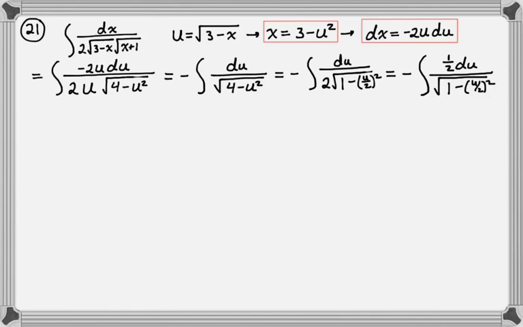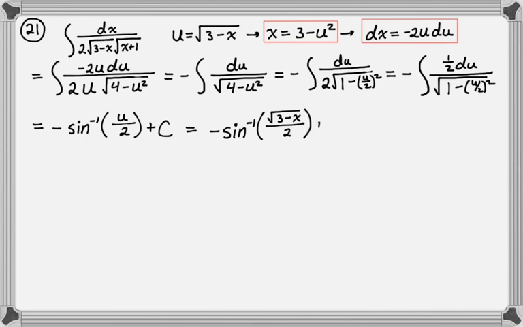That's actually a perfect arcsine, right? If I let w equal u over 2, then dw is 1/2 du. And we would have dw over radical 1 minus w squared. That's arcsine. So this is actually negative arcsine of u over 2 plus c. And then u was that radical. So that's negative arcsine of radical 3 minus x over 2, and then plus c.